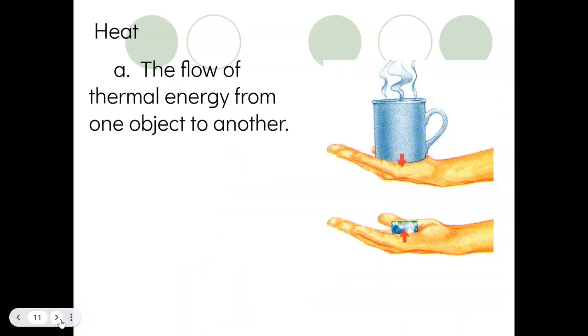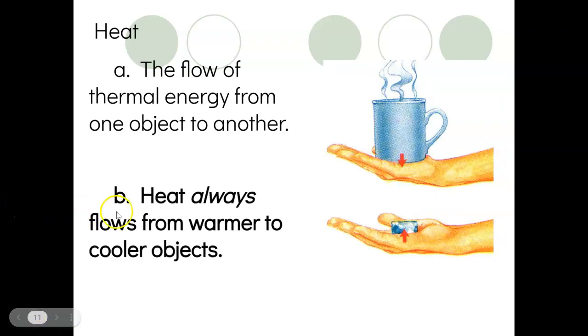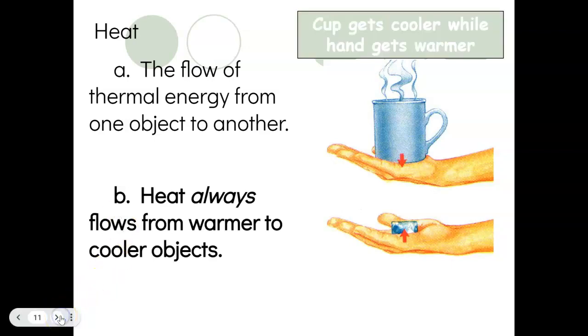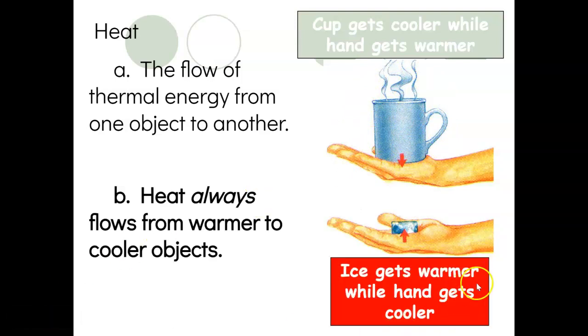So heat is the flow of thermal energy from one object to another, and remember, heat always flows from warmer to cooler objects. That's going to be one of the main things to remember today. Heat always flows from warmer to cooler objects. Okay, so again, an example, the cup is going to get cooler while the hand gets warmer. And here the ice will get warmer while the hand gets cooler.